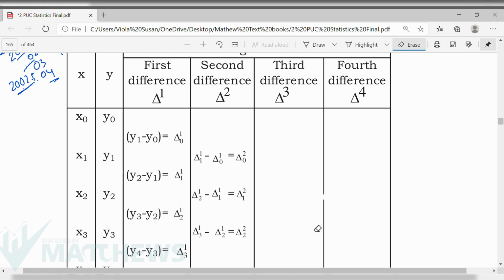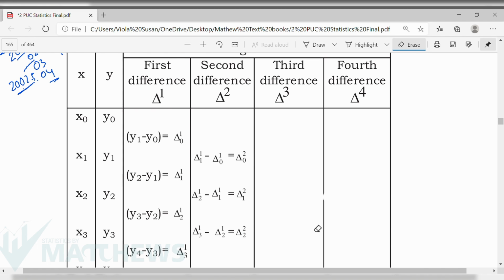Likewise, delta 2 raised to 1 minus delta 1 raised to 1 is equal to delta 1 raised to 2. Likewise, delta 3 raised to 1 minus delta 2 raised to 1 is delta 2 raised to 2. This is the second difference column.